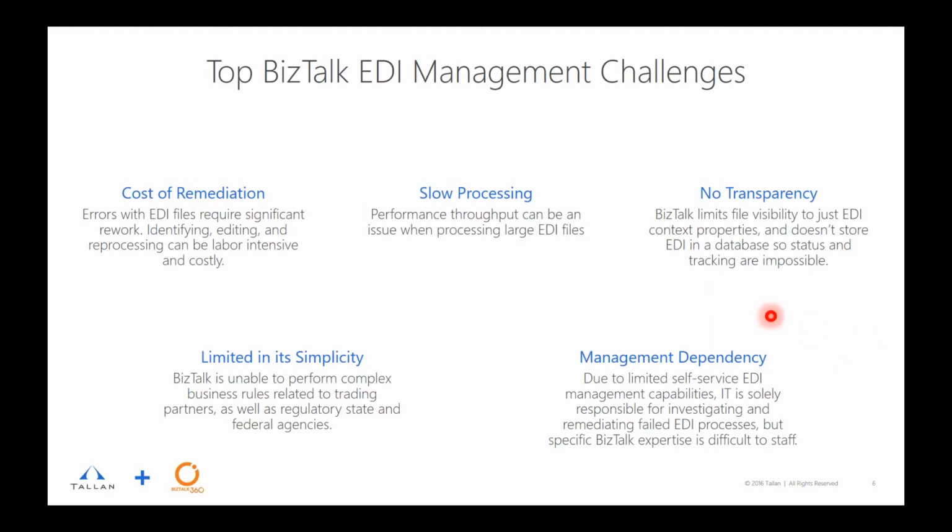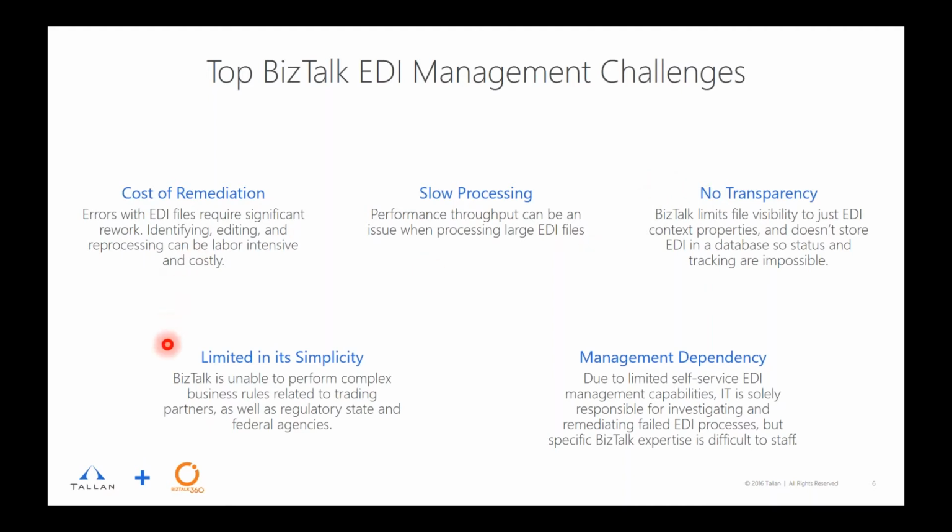We also have a challenge of no transparency, where BizTalk really limits all of the EDI data that you're viewing within the files. You get some context properties, file profile information, and all the metadata that goes with it. But in a robust EDI shop, you're really going to need every single data segment and piece of information being processed. BizTalk tends to be transient in nature. In other words, it's picking it up and delivering it to a subscriber. And so when you're doing robust and complicated EDI, that can definitely be a challenge.